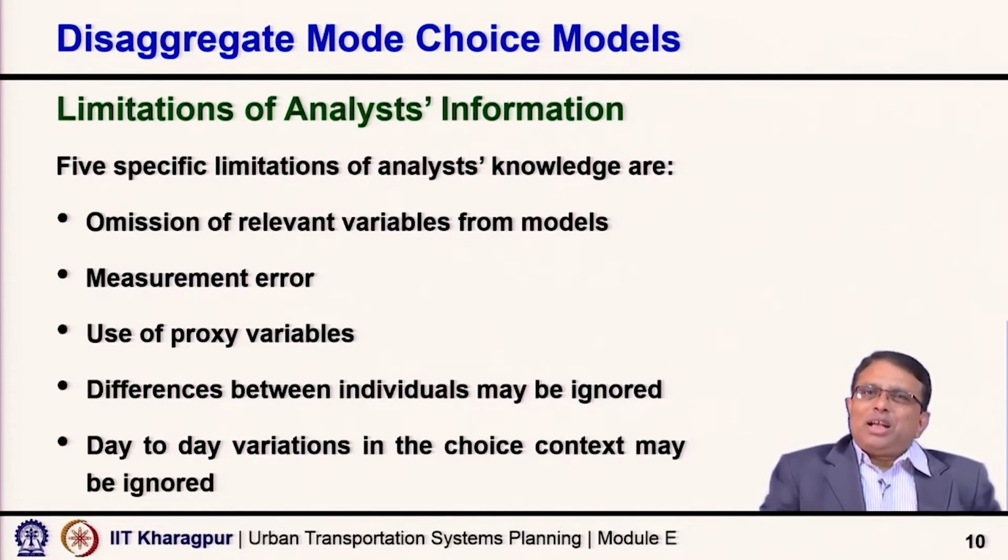So, here I would like to highlight 5 specific limitations of analyst knowledge, which cause all these problems. First, omission of relevant variables from the model. For some reason or other, you did not consider a variable in your model, but you know that that is a relevant variable. There could be so many reasons. Maybe I want to keep my model simple, that is again a point, because later on, not in this course, but when you understand how the models are developed, you know that we really cannot so easily consider every variable we want. Also, we may not have the data, right.